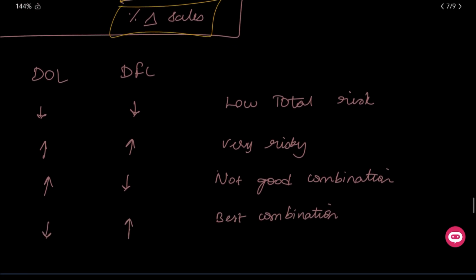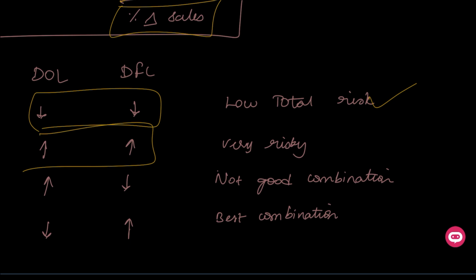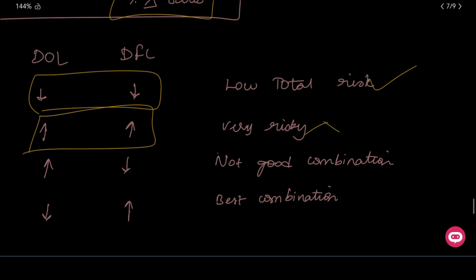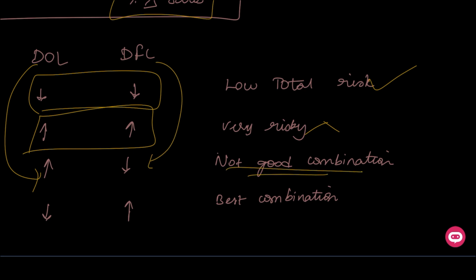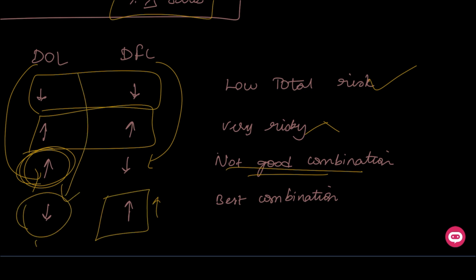Now, here we have an analysis. When both are low, your total risk is low. When both are high, then it is very risky. Then when you have operating leverage high and your financial leverage is low, it is not a good combination because your business is already very risky. Your EBIT is very unstable. Whereas in the next case, when your financial leverage is high and your operating leverage is low, it means your EBIT is stable and you have the benefit of trading on equity also. That is why it is the best combination.